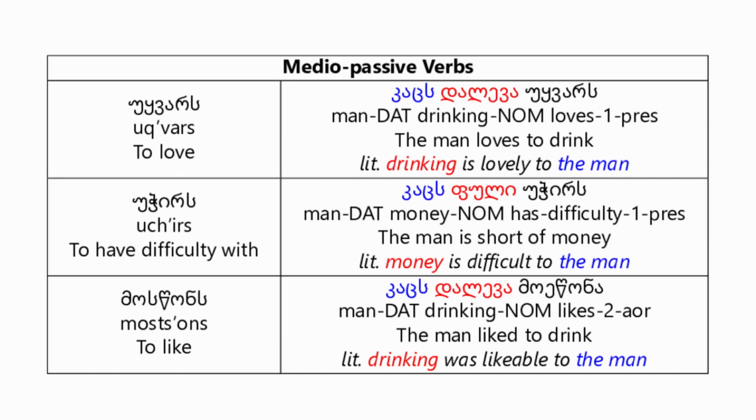And we can look at the case marking in this last example. Hats daleva moets ona. Literally, drinking was likable to the man. Remember that because the man is an indirect rather than a direct object, this sentence is intransitive, and to confirm ergativity, we want the subject of this sentence, which is the verbal noun drinking, daleva, to be marked in the same case as the object of transitive verbs and the subject of intransitives, which is the nominative, as we've seen with the active verbs so far.